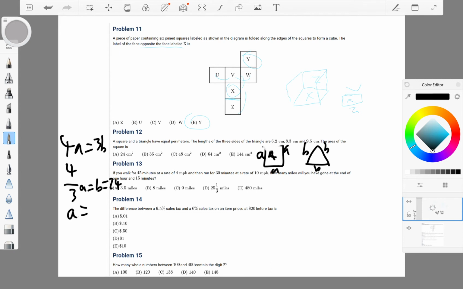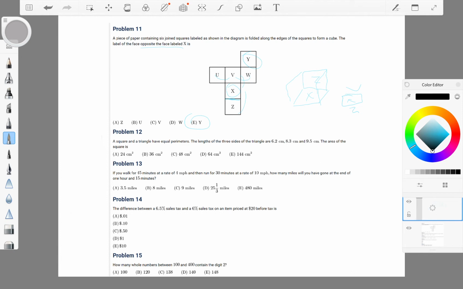Oh, I messed up real bad. No, the perimeter of the square is 24. Sorry. No, it's not. Yes, oh yeah, it is. Sorry. Okay, let's start now.